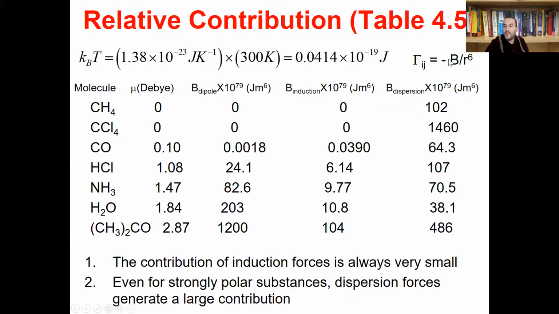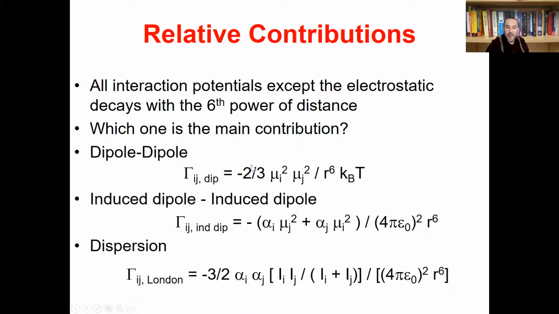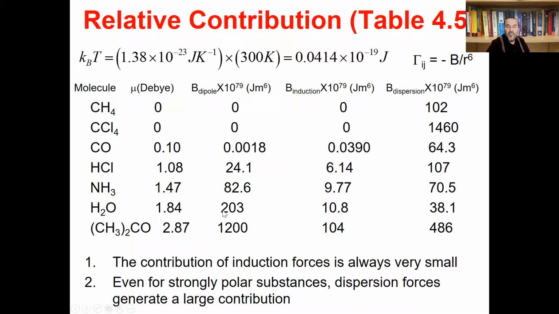Yes, so we denote this minus B over r to the 6. B basically stands for the remainder of the equation after ignoring r to the 6, right? And they're all negative, attractive. So for these molecules, we're going to compare the dipole interactions, induced dipole interactions, and dispersion interactions, and then let's see which one is more important or significant.